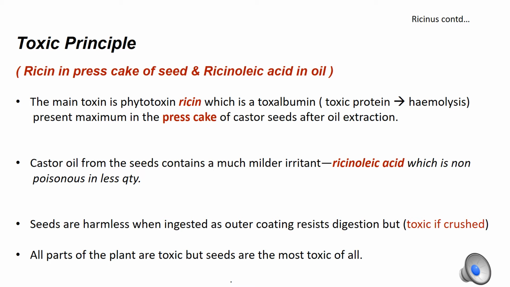The oil which comes out is less irritant and contains ricinoleic acid. The seeds are harmless, but toxic if crushed. When you ingest them whole, normally nothing happens because the seeds are usually hard coated. But if you crush it and the seed is broken, then it's very toxic.